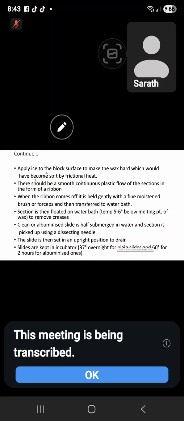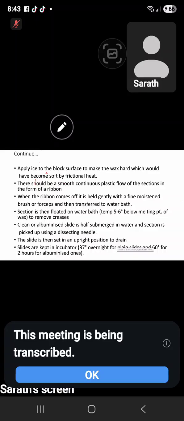There should be a smooth, continuous plastic flow of the sections to form a ribbon. A ribbon should come out. When the ribbon comes off, it is held gently with a fine moistened brush or forceps and then transferred to the water bath. In the water bath, what will happen? If you have creases or folding, you can remove them by applying a brush.